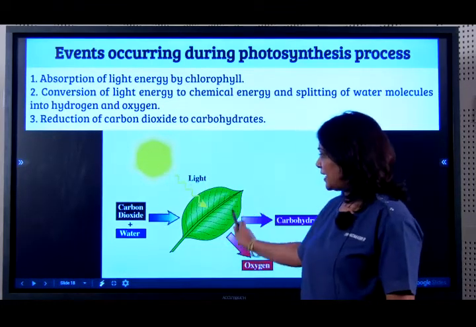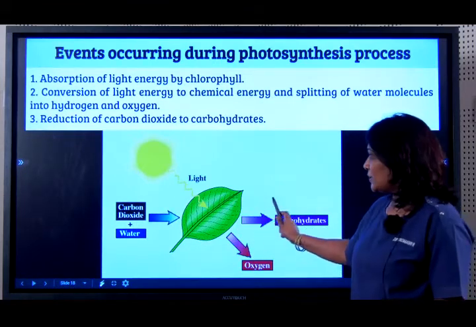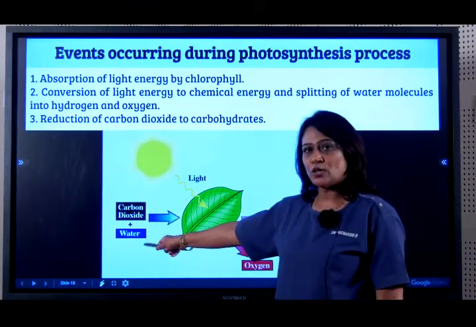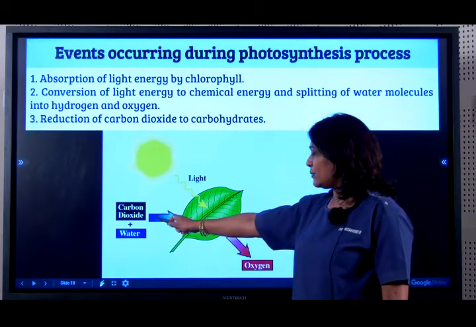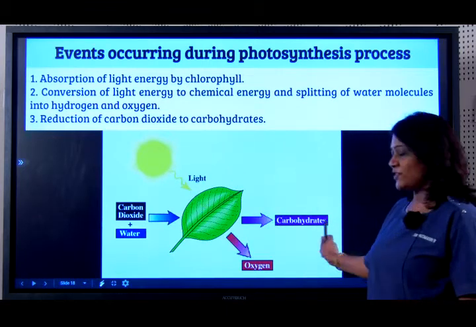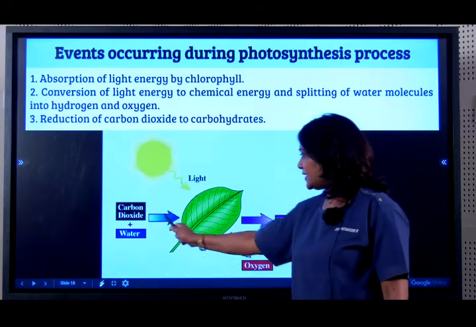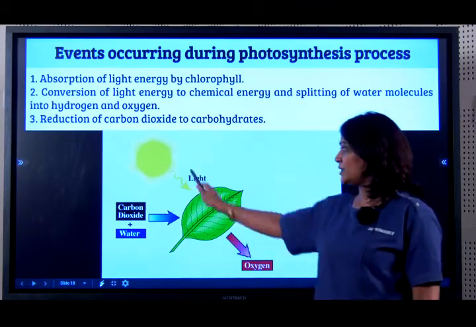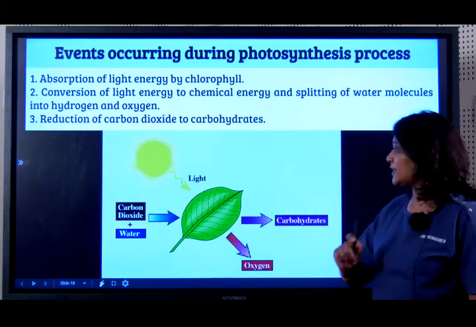It's dependent on light, and it is also called photolysis because the light will break down the water into hydrogen and oxygen. And then you have carbon dioxide which is broken down into carbohydrates. This is called a metabolic pathway, and this entire thing is a dark reaction, independent of light. So these are the events which take place.